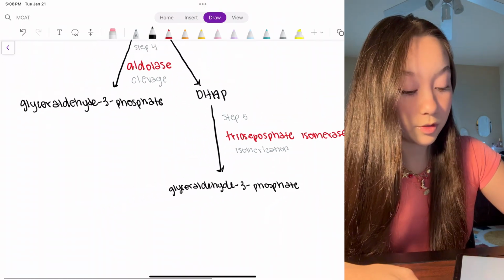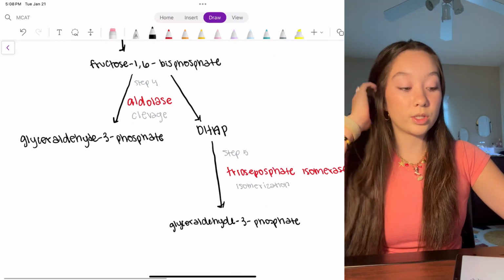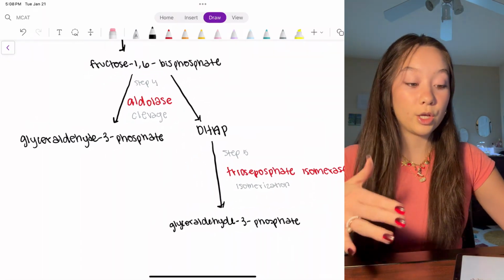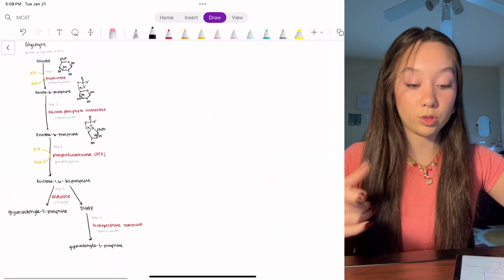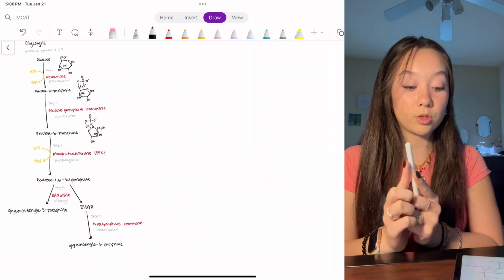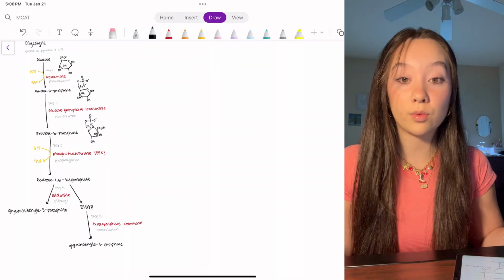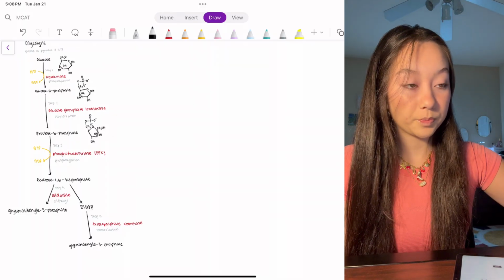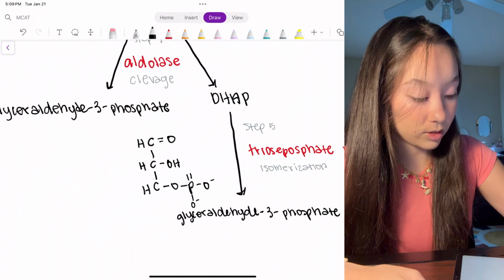Okay, great. So now we have 2 molecules of glyceraldehyde 3-phosphate. One just had to go through an extra step to get there. So keep in mind, this is all from 1 molecule of glucose. So we have 1 molecule of glucose going all the way down now to 2 glyceraldehyde 3-phosphates. Let me draw this out. This is what it looks like.